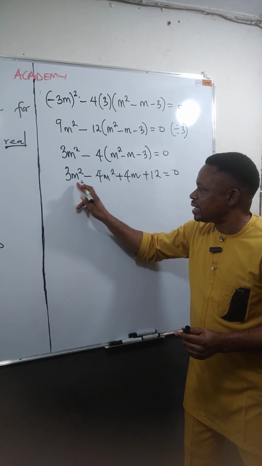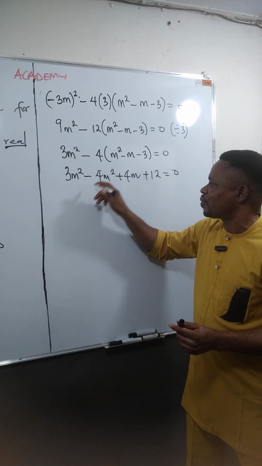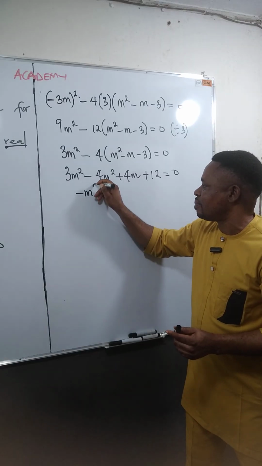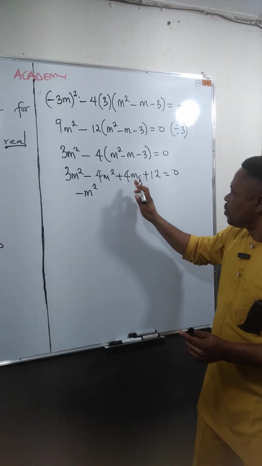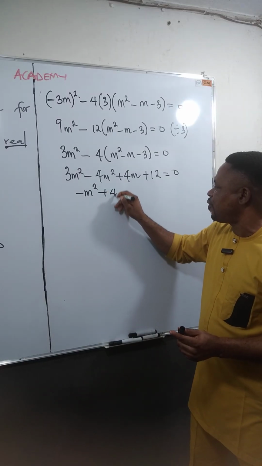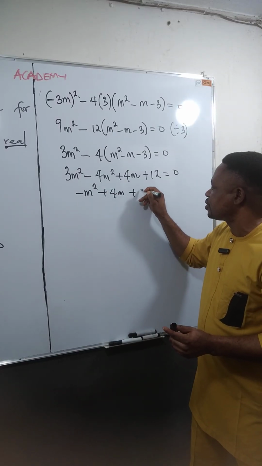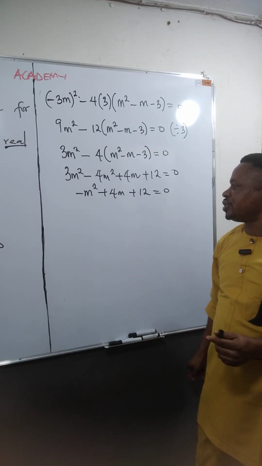The same. Then 3m squared minus 4m squared. The answer is minus m squared. Minus what? M squared. Then observe this particular one, plus 4m. Then plus 12. Everything should be equal to 0.